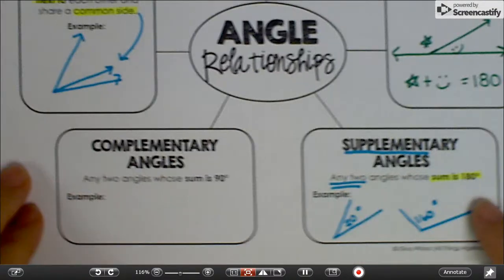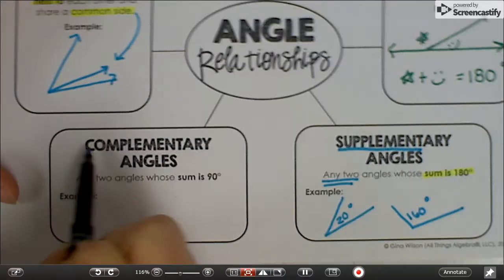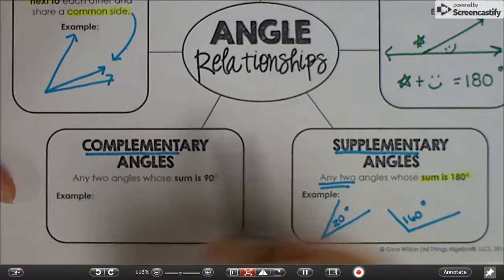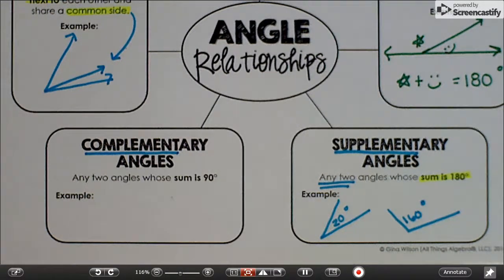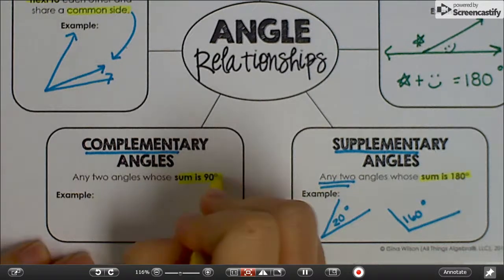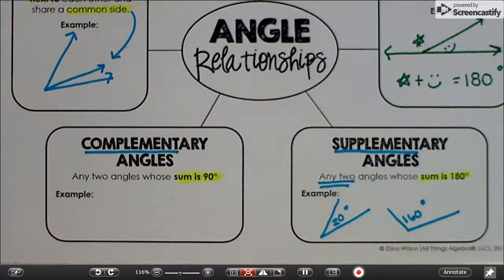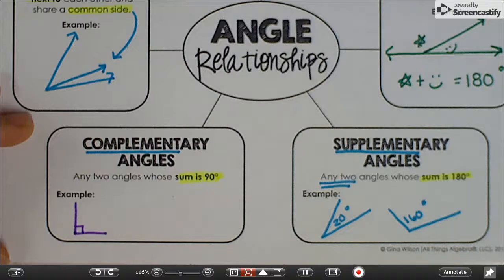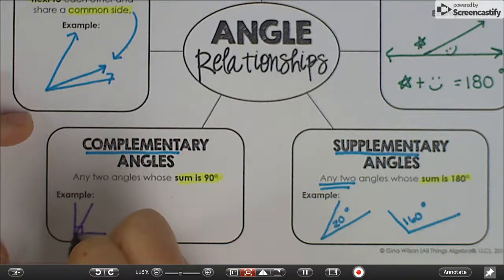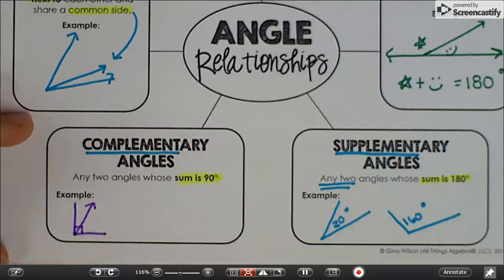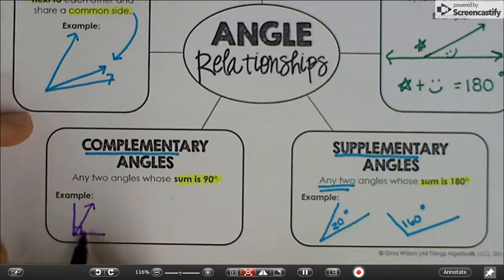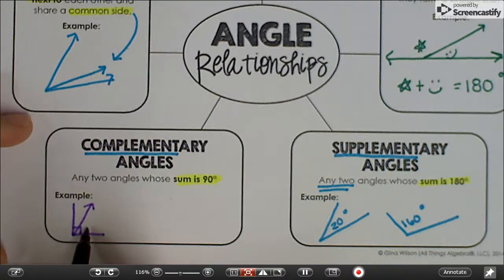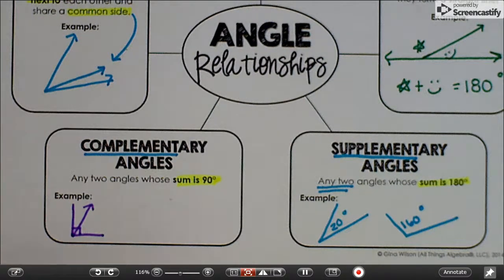And then the last one is complementary angles. And again, that could go by the word complement. And those add up to 90 degrees. In an example of those, there's two ways you'll see it. You'll either see a right angle that's divided into two sections that would add up to 90. And it doesn't have to be bisected. It could be 40 and 50 degrees, or any amount that adds up to 90.